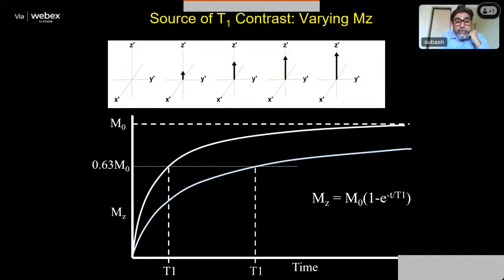The graph shows two exponential curves for two tissues which have different relaxation times, and you can see that at the same T1 time, the two tissues have recovered to different extents.